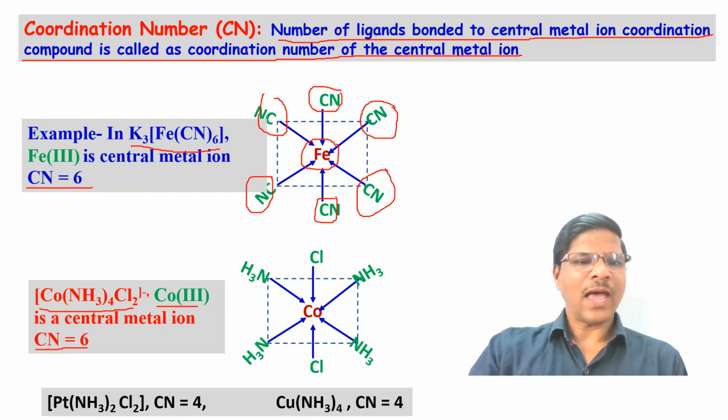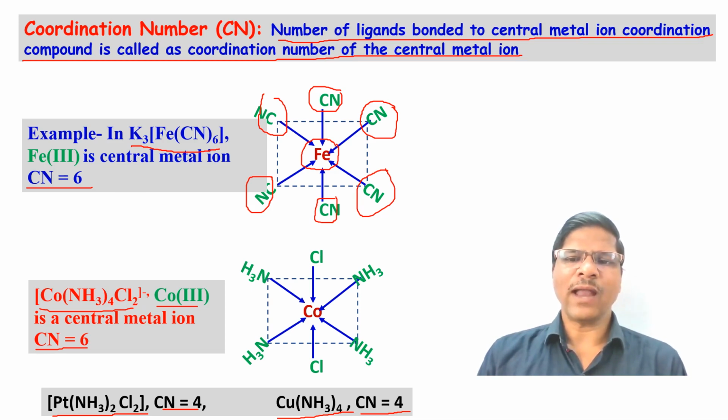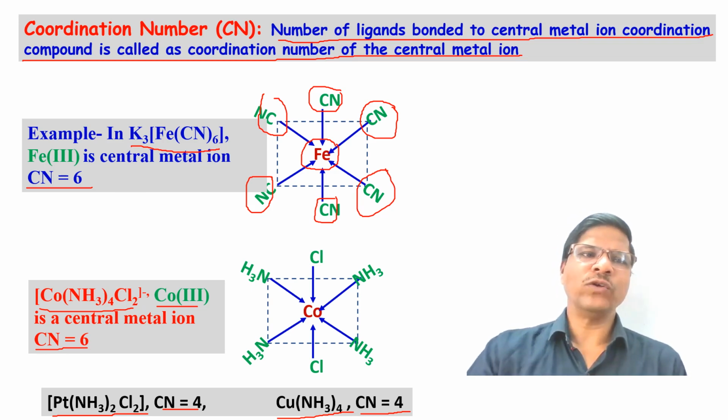We have another example, [Pt(NH3)2Cl2], coordination number is 4. [Cu(NH3)4], coordination number of copper is 4. Like this we have [Ag(CN)2], silver plus 1, coordination number is 2. [Ag(NH3)2], the coordination number is 2. So if you see the coordination complexes, usually coordination numbers 2, 4 and 6 are the most common.